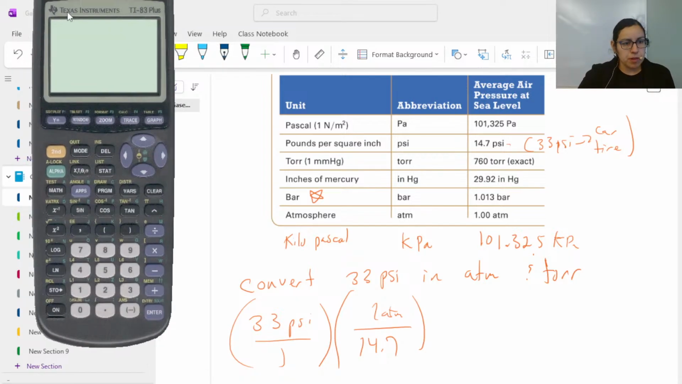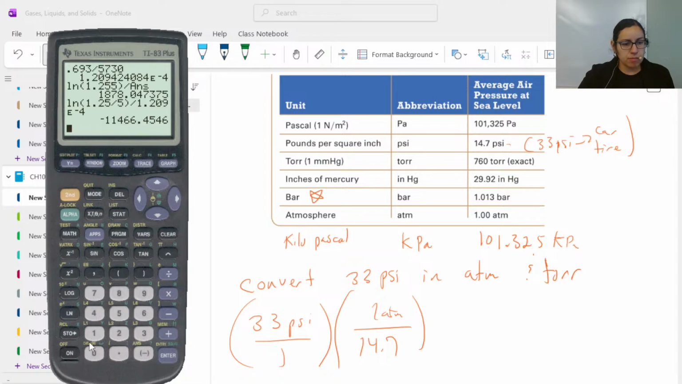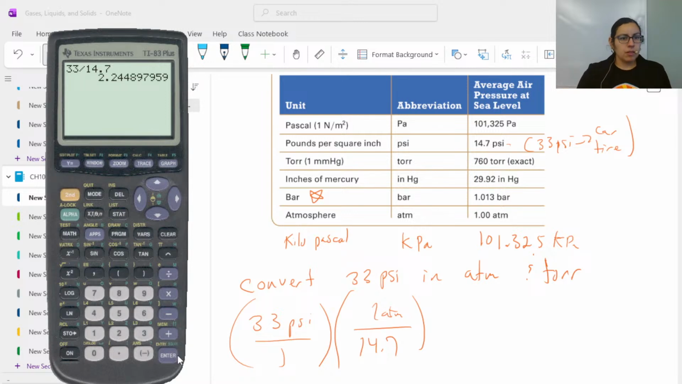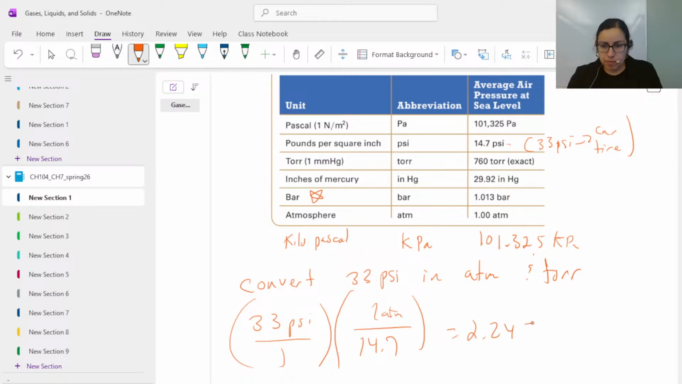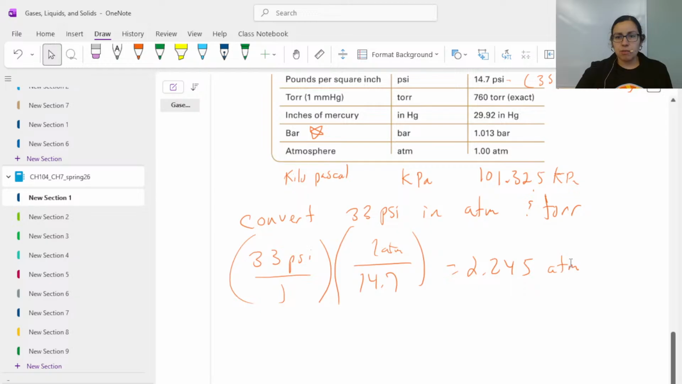Oh, let me just put my calculator on the right screen. And so that's what you said, right? 2.245 ATM. Good. So not too bad, right? Just our dimensional analysis. Any questions on that one? All right, looks like we're good.